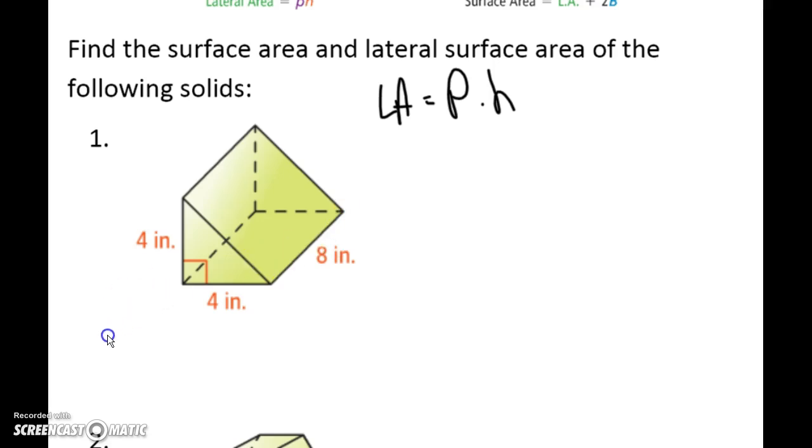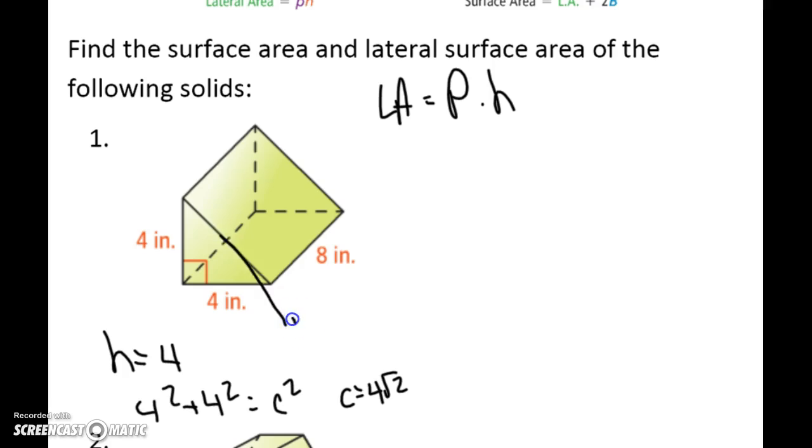Here, I can see that I have a height of 4. Now, I don't have all of the sides of this base. To get the length of this side, I can use the Pythagorean theorem to figure it out. 4 squared plus 4 squared equals c squared. If I solve this all the way to the end, and I recommend that you do, you end up getting that c is 4 square root of 2. So this side here is 4 square root of 2. So my perimeter ends up being 4 plus 4 plus 4 square root 2, or if we simplify it, 8 root 2.